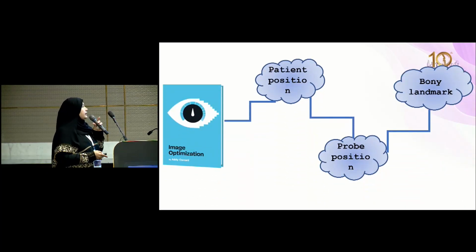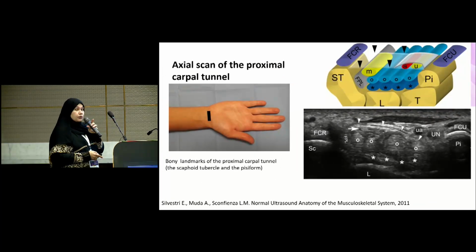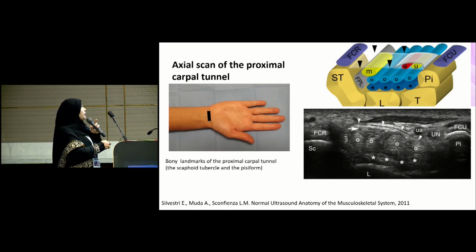The scanning technique needs to have a better image acquisition, so you need to have proper patient position, bony landmark, and probe position. In case of volar or palmar scanning of the wrist joint, you need to put the hand supinated, with the probe as the black mark here, at the entrance of the carpal tunnel between the scaphoid tubercle and pisiform. This is scaphoid tubercle and pisiform.